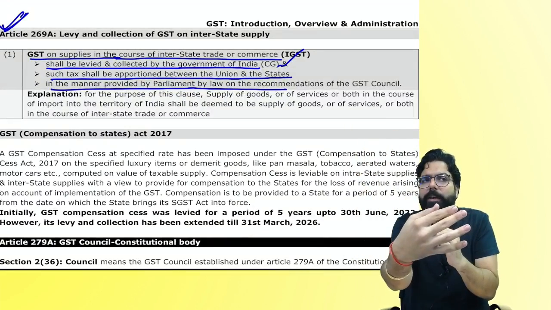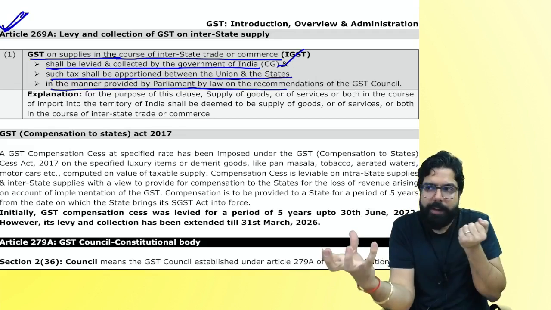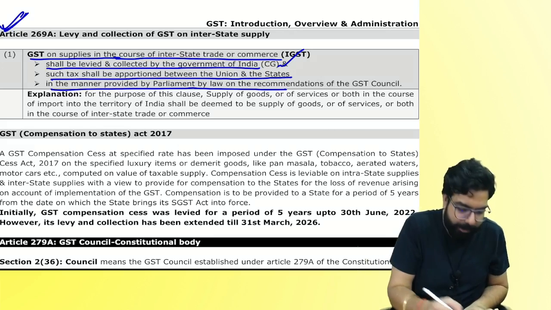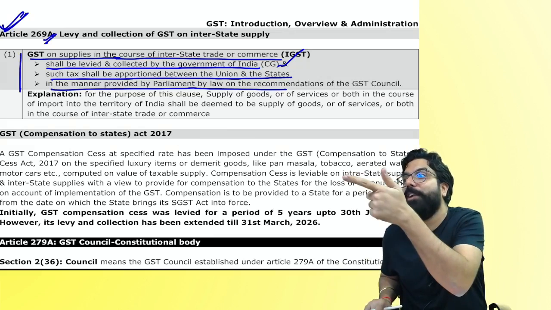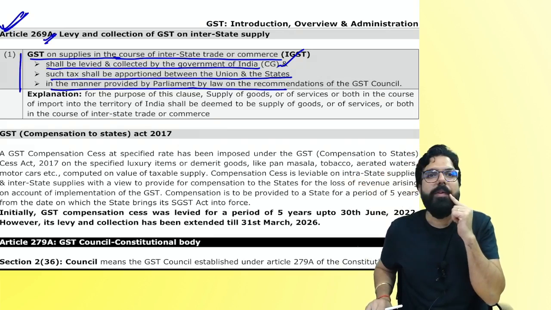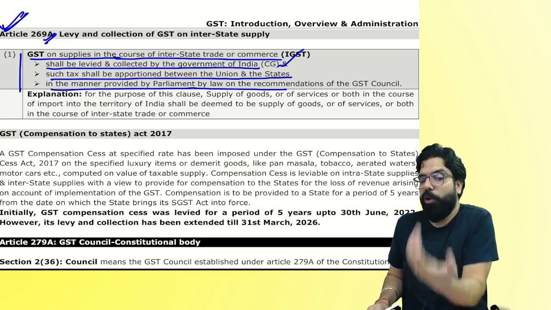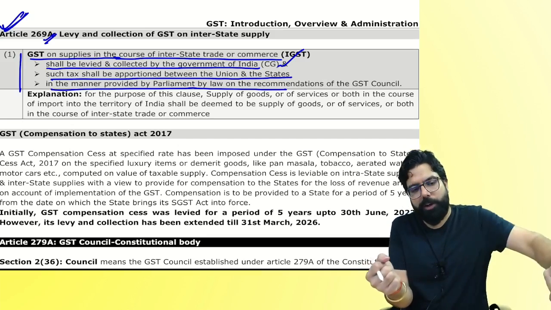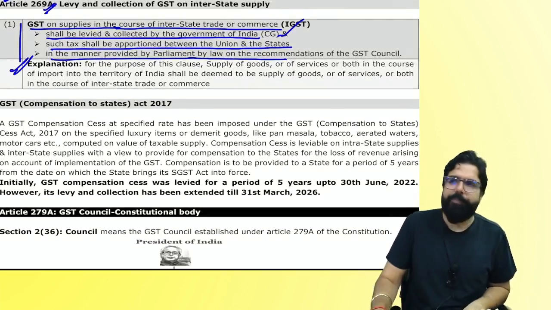Tell me one thing. Whenever it is interstate, what will be charged? IGST. IGST will go to whom? Central government. Central government will do what? Apportion. I did not say that. That is told by the new article, article number 269A. Why did they amend the constitution? To write this. Whenever it is interstate, IGST will be collected and go to the central government. Central government will keep 50 and 50 to the state government. Which state government? Destination. Very good.